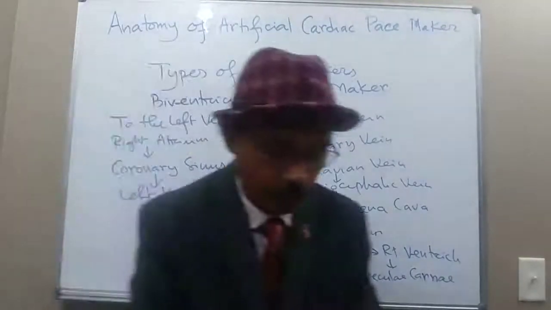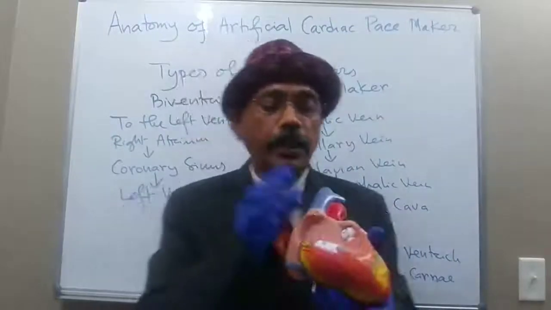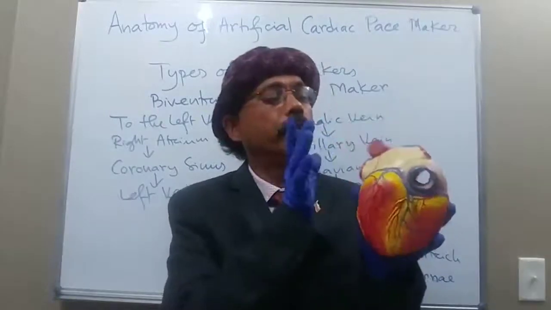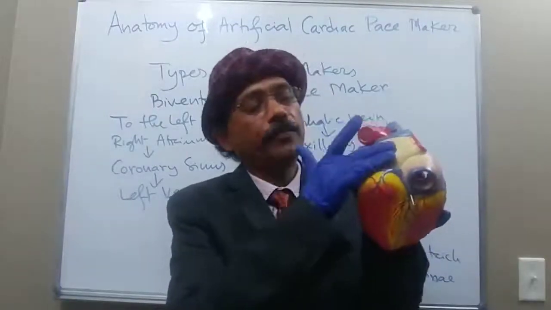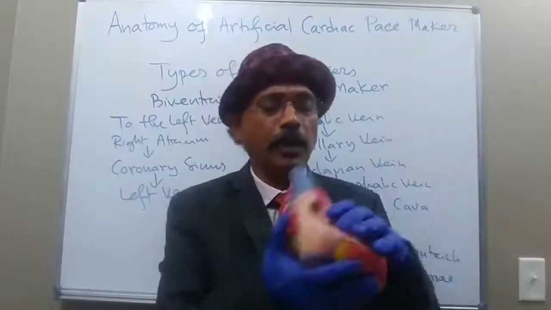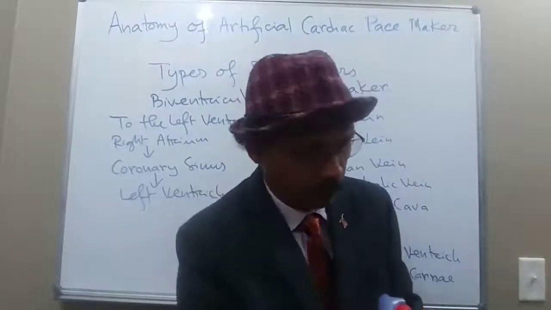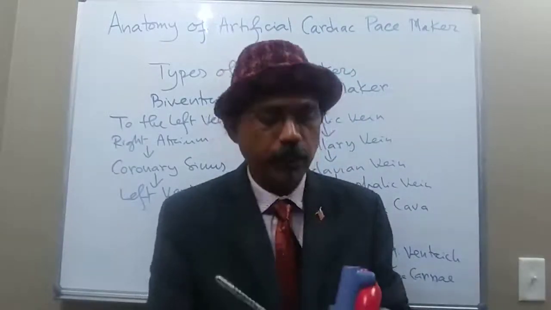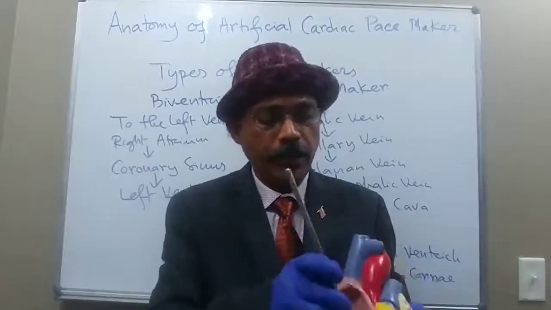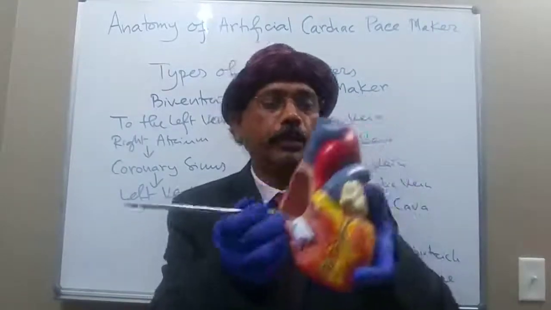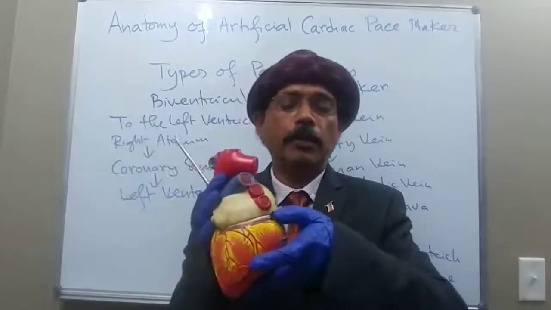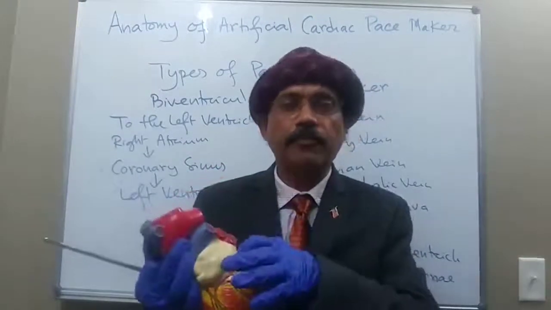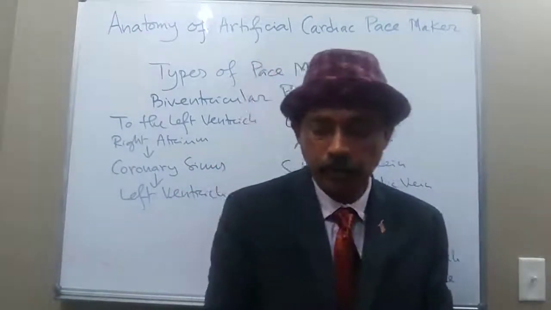What is the coronary sinus? This is the right atrium, this is the coronary sinus. The coronary sinus is the vein between the left atrium and left ventricle. We know that the coronary sinus opens into the right atrium, so we can easily go through that. Then through the coronary sinus we can pass our lead and it should go to the left ventricle. Then you can penetrate the left ventricle.